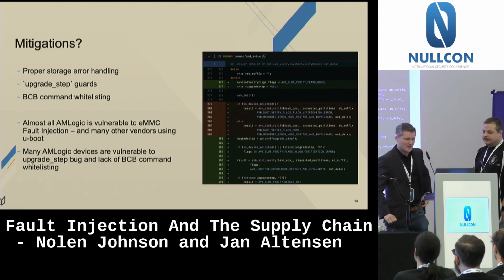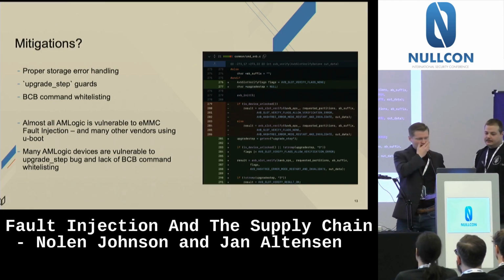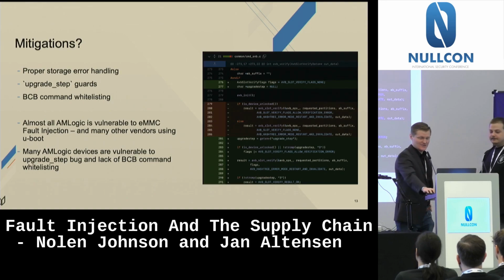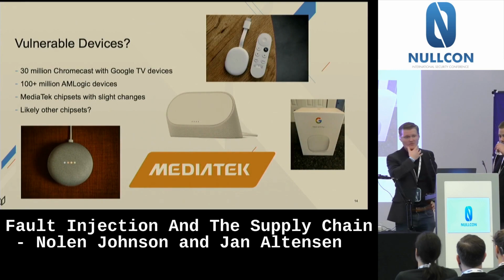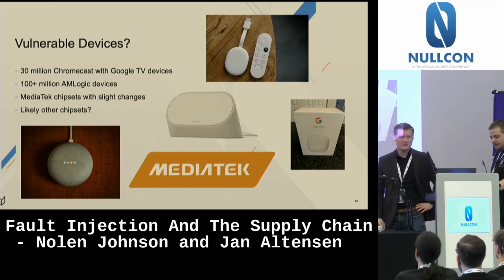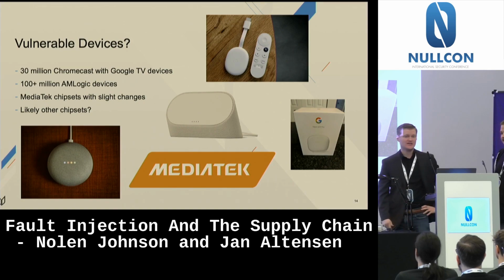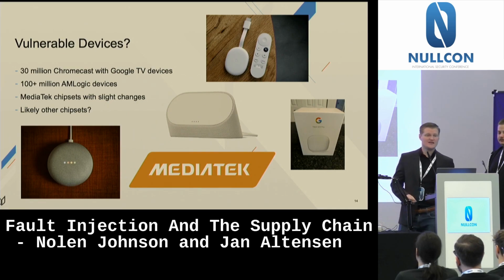Yeah, so to elaborate on that just a little bit, when he says almost all Amlogic devices are vulnerable, we're going to dive into that here to talk about vulnerable devices and what they look like, right? So 30 million Chromecasts with Google TVs are vulnerable to this. When we worked with Google to triage this issue, we initially thought that all three of these bugs were Google specific. The first one turned out to be specific to Amlogic.